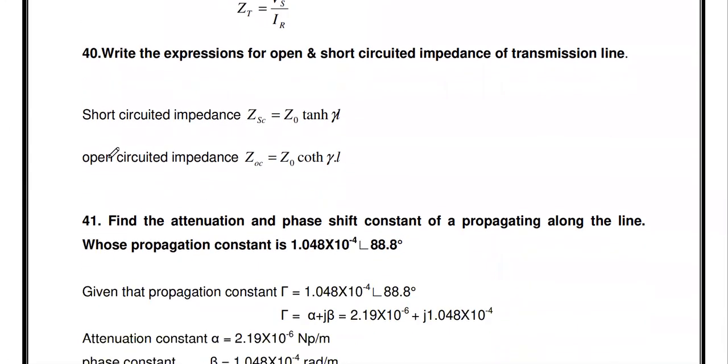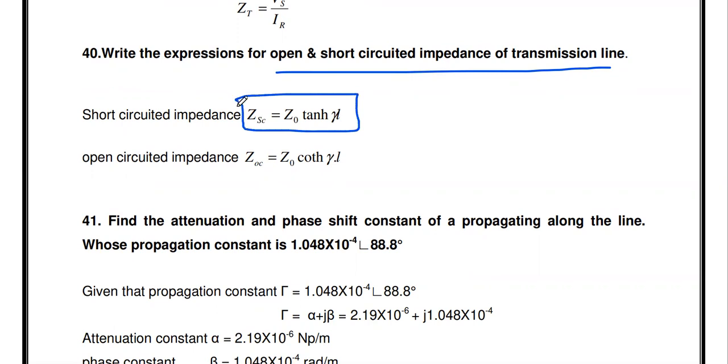Okay. The next question, write down the expression for open and short circuited impedance of a transmission line. If the transmission line is short circuited at the output side, the short circuited impedance is ZSC equal to Z0 tanh(ηL). The open circuited impedance is ZOC equal to Z0 coth(ηL), where η is the propagation constant, L is the length, and Z0 is the characteristic impedance of the transmission line. If you multiply these two, we get Z0 squared. Using this formula, we already solved the third problem.